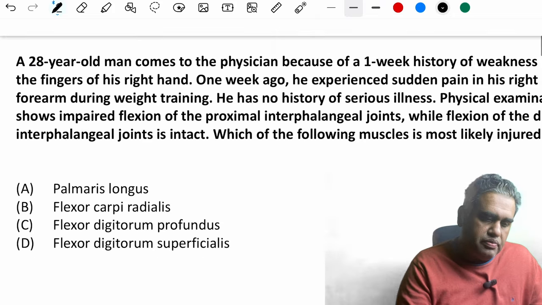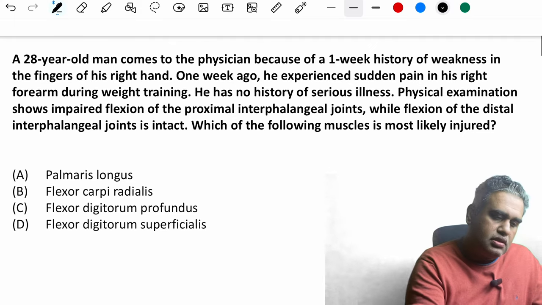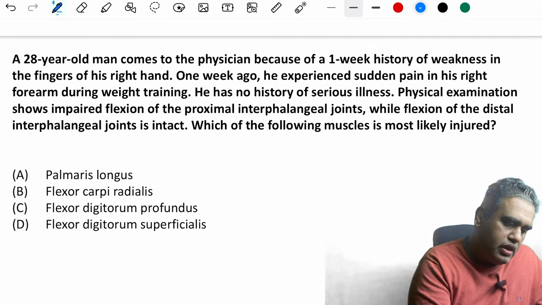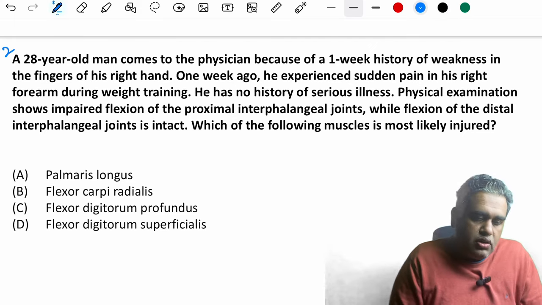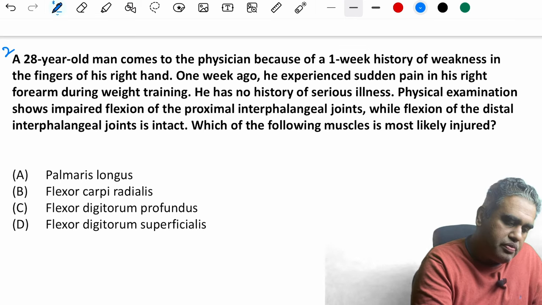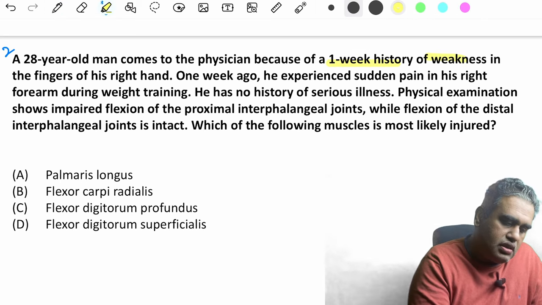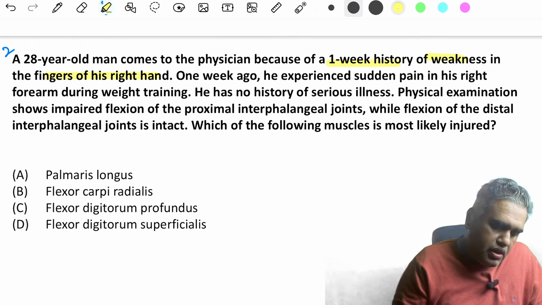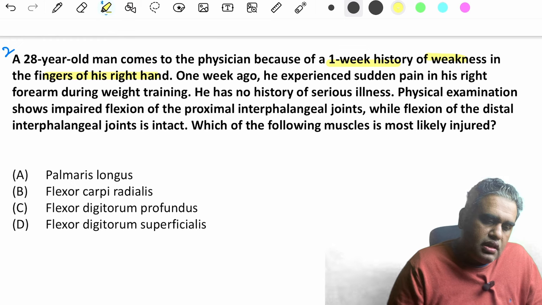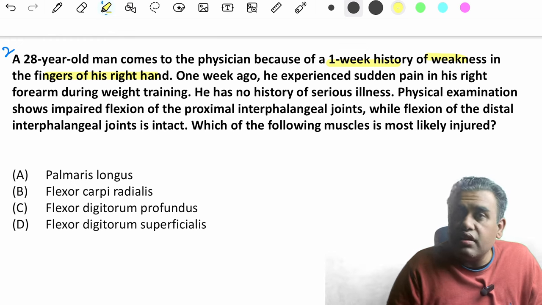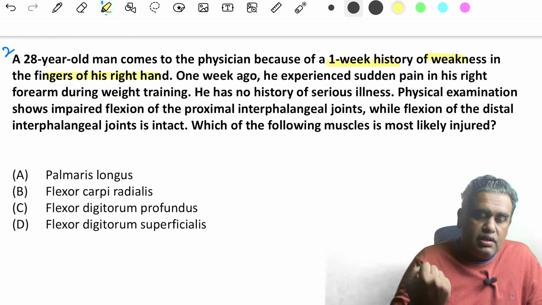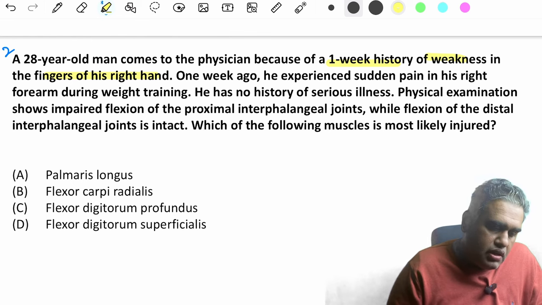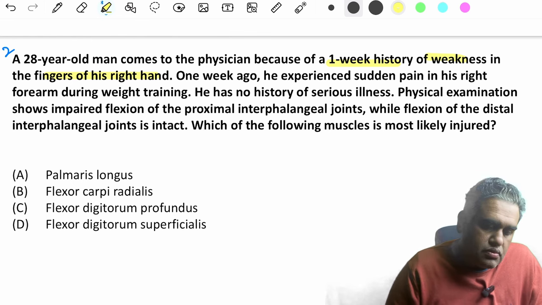Here's the second question. The question asks us that a 28-year-old comes to the physician because of 1 week history of weakness in the fingers of his right hand. So there's weakness of the fingers, right? 1 week ago, he experienced a sudden pain in his right forearm during weight training. He has no history of serious illnesses.